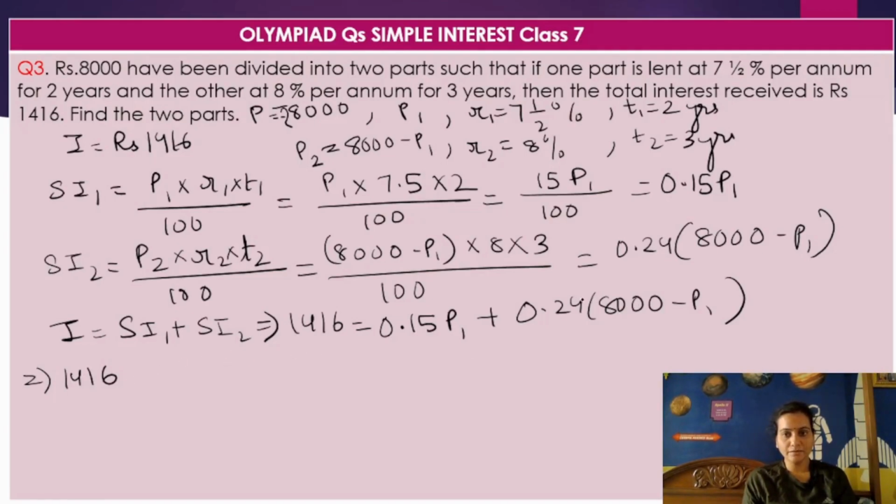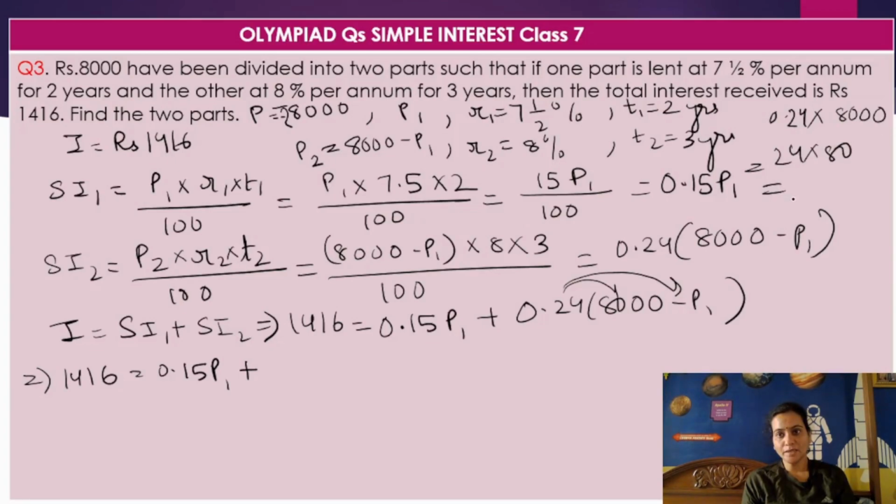First, let's apply the distributive property and solve this. So 0.15 P1 plus 0.24 into 8000. I'm just showing every step so that if I calculate mentally it does not cause any doubt in your mind. So it is actually 24 into 80. I'll remove the decimal point and this zero as well. So I have to multiply 24 into 8, that is 192, and there is one zero at the end. So this is rupees 1920.